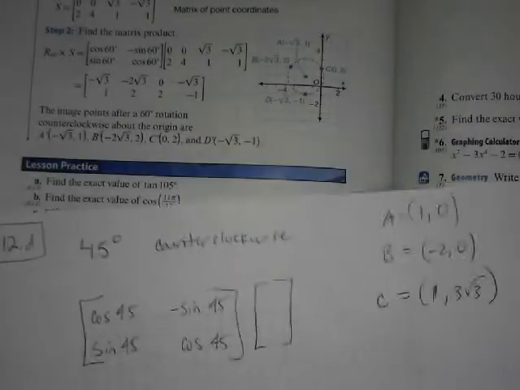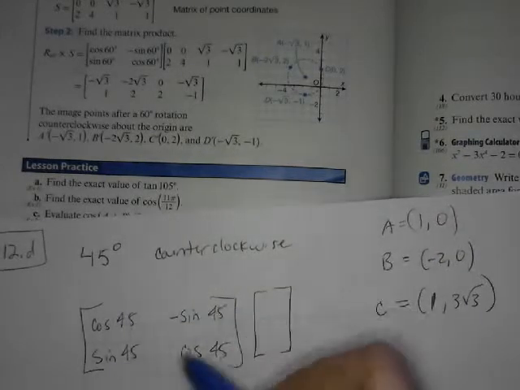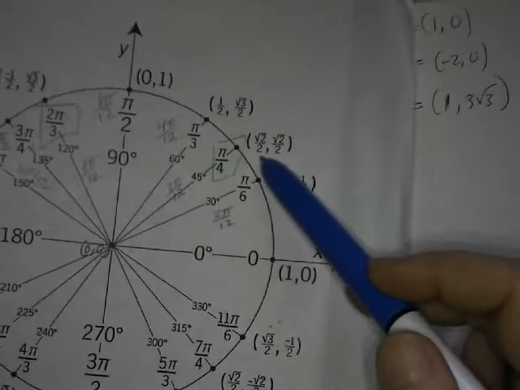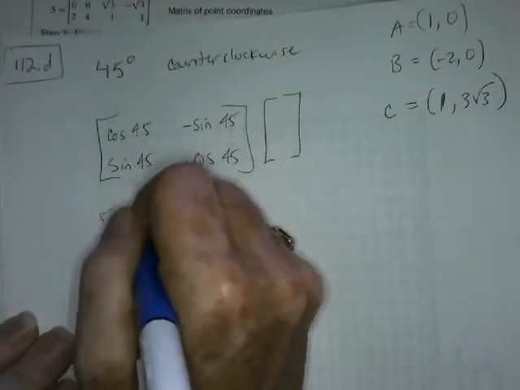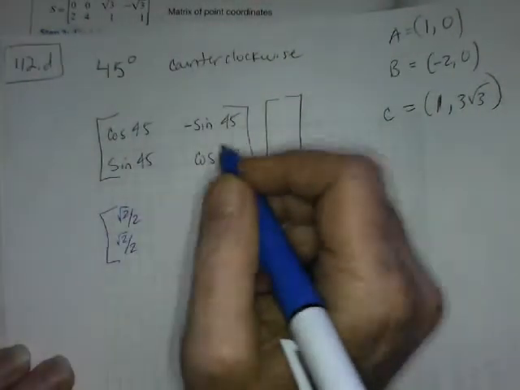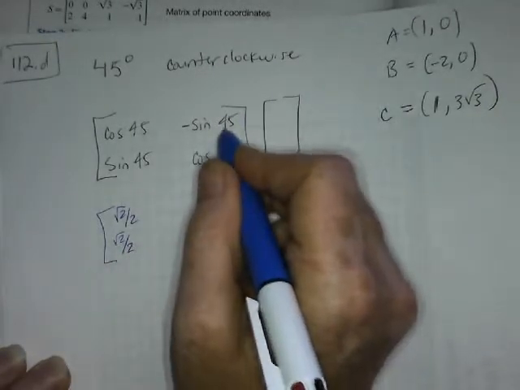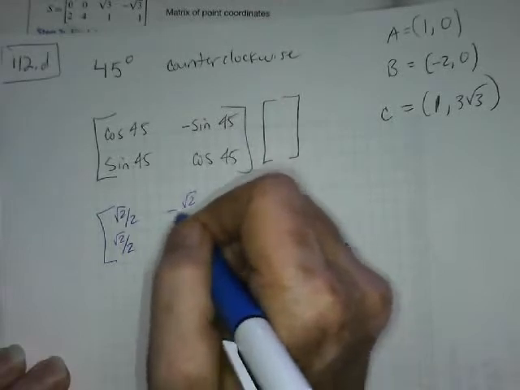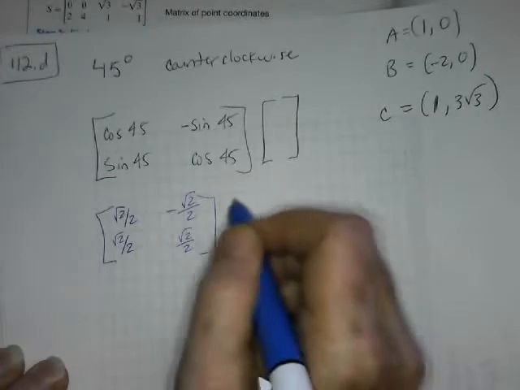So what I'm going to do is find out what these values are. So what's the cosine of 45? Well, cosine of 45 is root 2 over 2, and if you didn't know that, you can check right here. So what's the sine of 45? It should also be root 2 over 2. What's negative sine of 45? Hey, they're all going to be root 2 over 2. Negative root 2 over 2, and that'll be root 2 over 2. I have to multiply it.